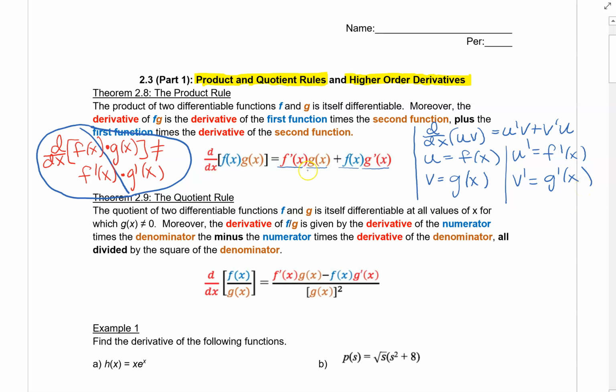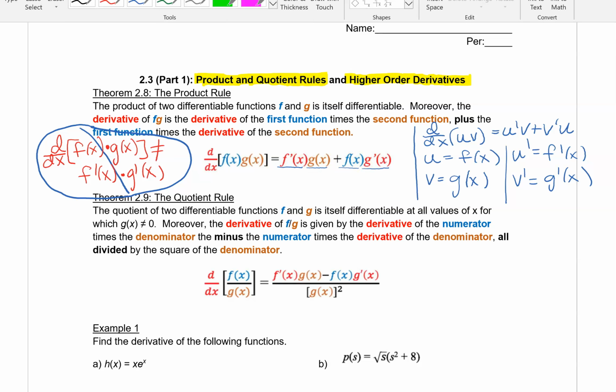So some textbooks like ours just go ahead and use function notation. Other textbooks like to use what's called a u and a v substitution. It's really helpful to see it both ways. Okay, now that's for the product rule.